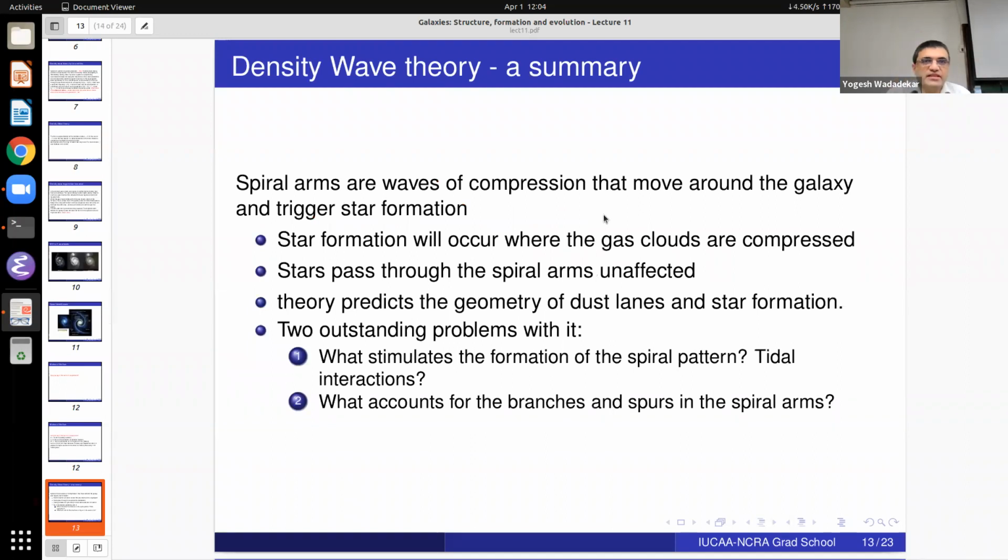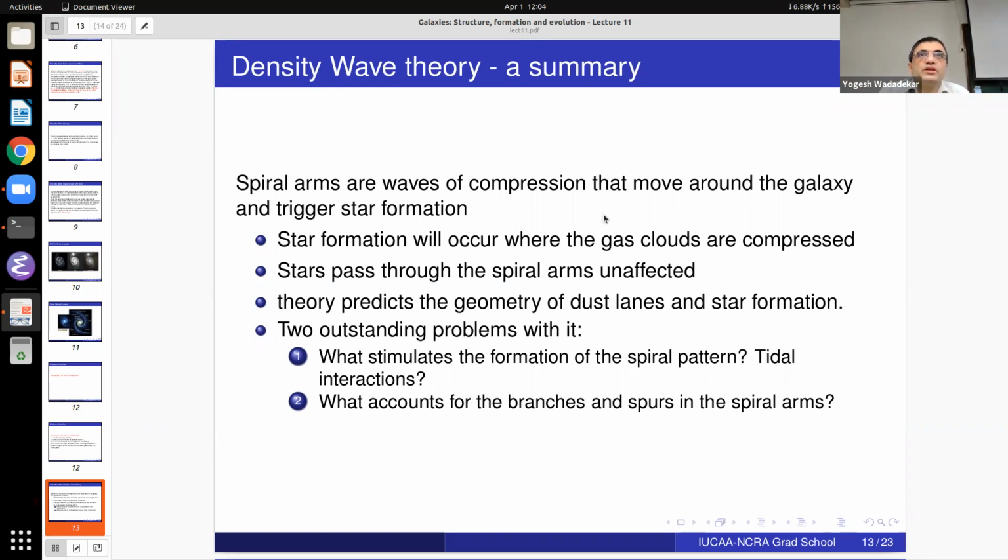So here's the summary of the density wave theory. Spiral arms are waves of compression that move around the galaxy and trigger star formation. Star formation will occur whenever the gas clouds are compressed. Stars pass through spiral arms unaffected, because although there is an overdensity, it is not so high that there are any stellar collisions. It is still a collisionless system. Everything is just passing. The density wave theory predicts the geometry of the dust lanes and the star formation.